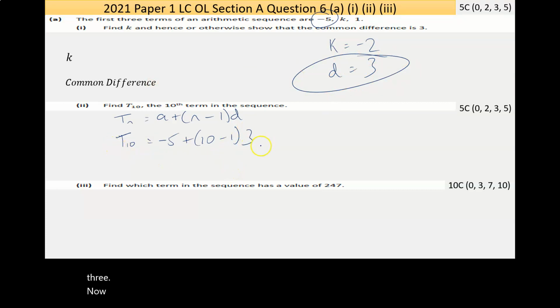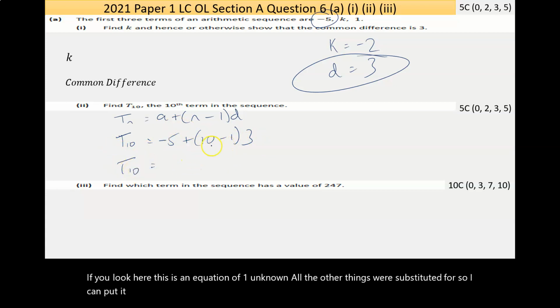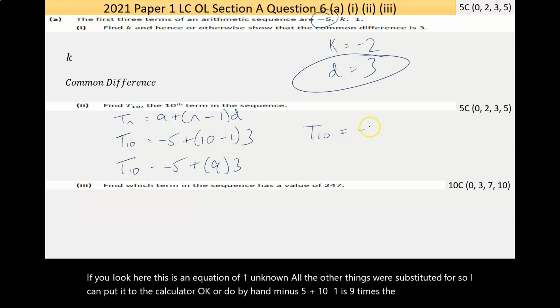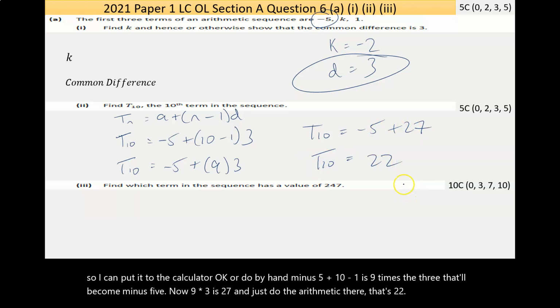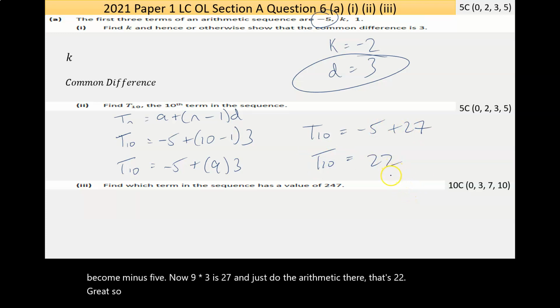Now, if you look here, this is an equation of one unknown. All the other things were substituted for. So I can put it in the calculator, or do it by hand. -5 plus 10 minus 1 is 9 times the 3. That'll become -5. Now 9 times 3 is 27. And just do the arithmetic there, that's 22. So the 10th term is 22.